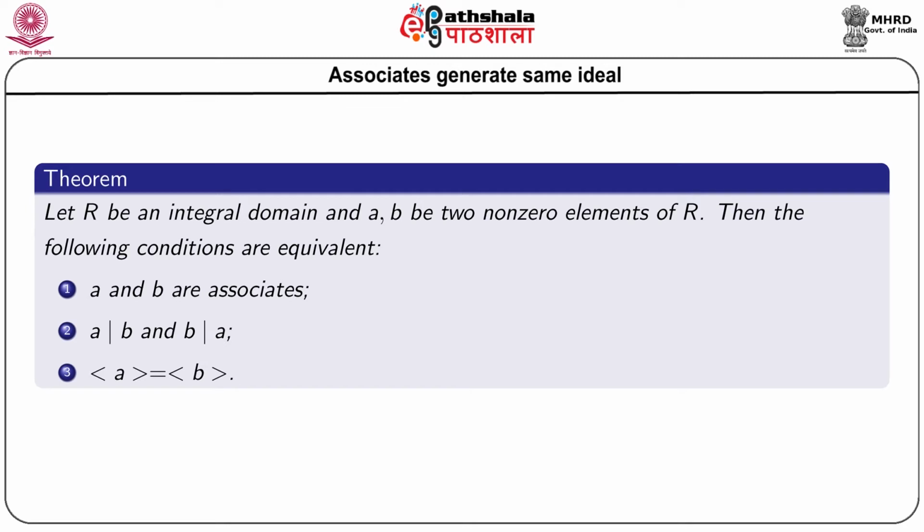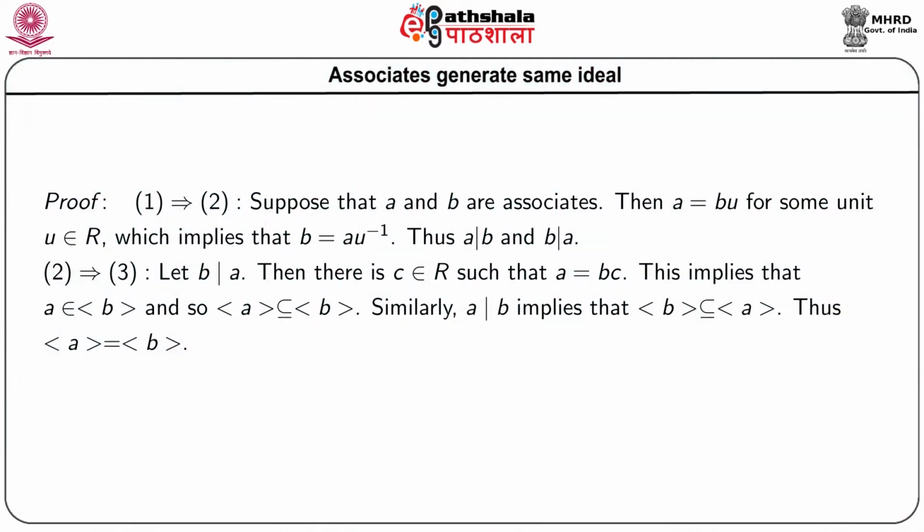Now, we show that if a and b are associates, then a and b generate the same ideal, that is, the ideals generated by a and generated by b are the same. Here we show that these three given conditions are equivalent. First, we prove 1 implies 2. For this, assume that a and b are two associates.